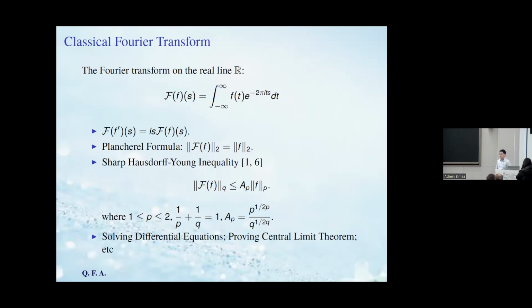So the Fourier transform can solve differential equations and prove the central limit theorem. What I would like to say here is that we have a parameter here, the q. Then we can differentiate with respect to p or q at the point p equal to 2, because at the point p equal to 2, this is an equality. Then we will get another inequality, the Hirschman-Beckner uncertainty principle. It's very important in quantum mechanics because it actually implies the Heisenberg uncertainty principle.